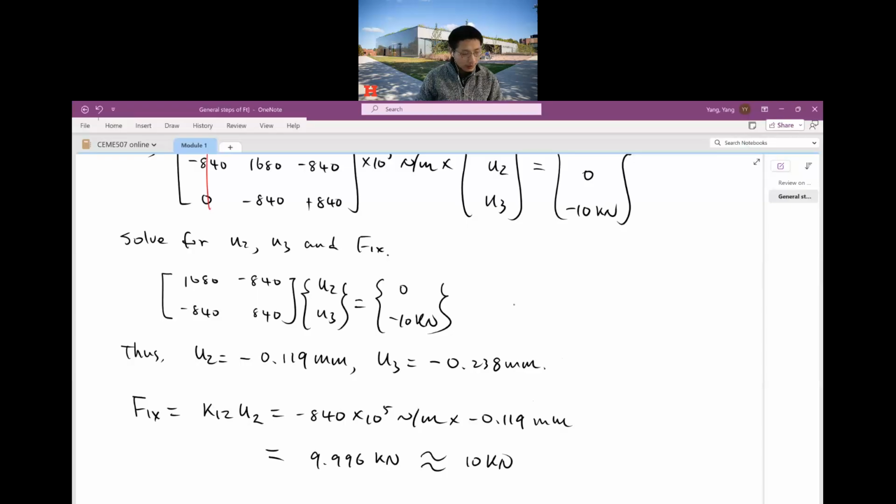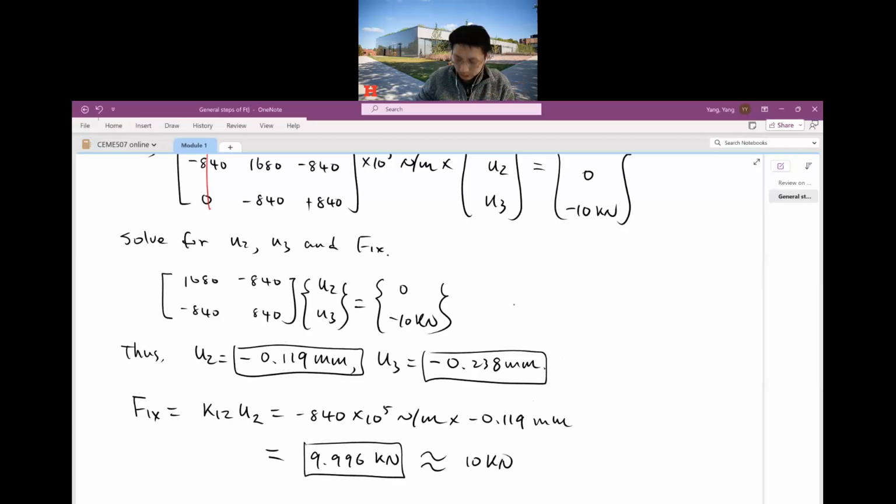So I think that's how we solve for displacement and forces using the finite element method for a very simple structure, where you should be able to use the approach you learned from mechanics of materials. But here we will use the finite element method for this type of problem through this entire semester. I think that's all for the general steps of the finite element method for today.